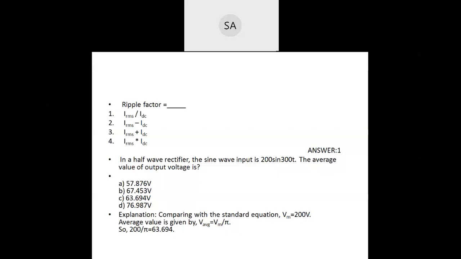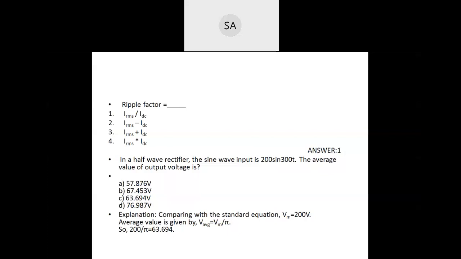In the definition, the ripple factor is defined as the ratio of the RMS value of the AC component of the output to the average DC component of the output. So the definition is IRMS by IDC. So the option is 1.